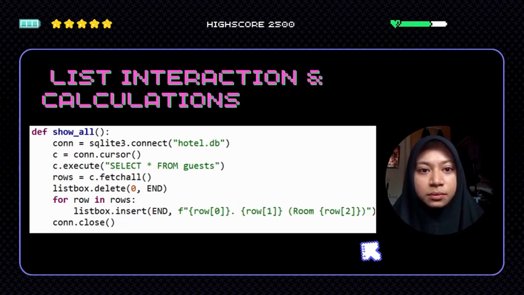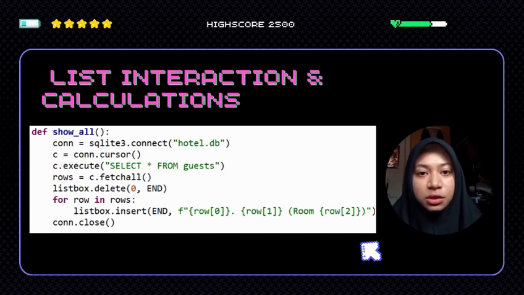As you can see in the coding, the function responsible for retrieving guest data is called show_all(). This function interacts with the SQLite database named hotel.db and fetches all guest records stored in the guest table. Step-by-step explanation. The first one: the function begins by connecting to the SQLite database using sqlite3.connect(hotel.db). This allows the system to access stored guest records.